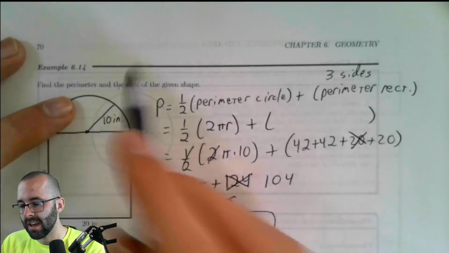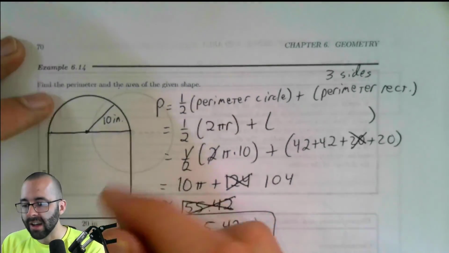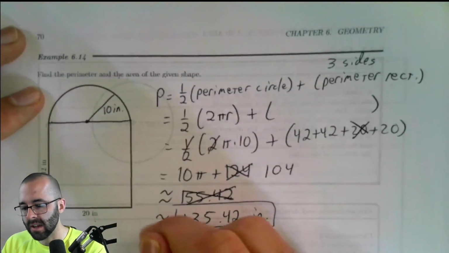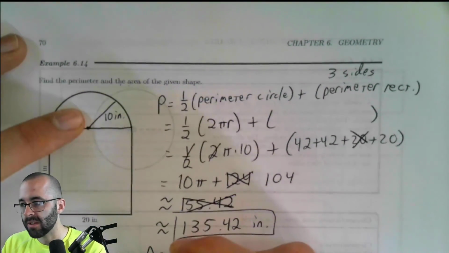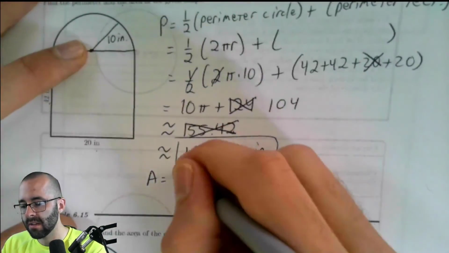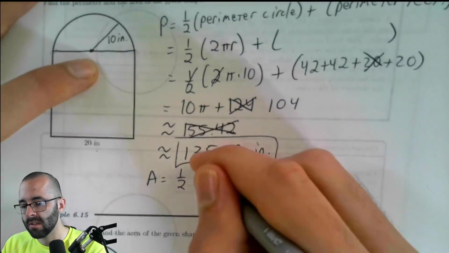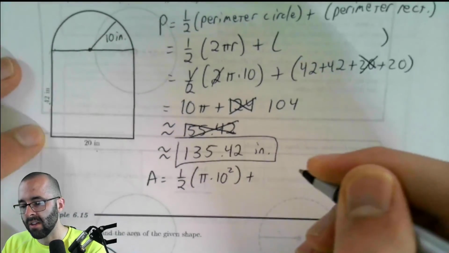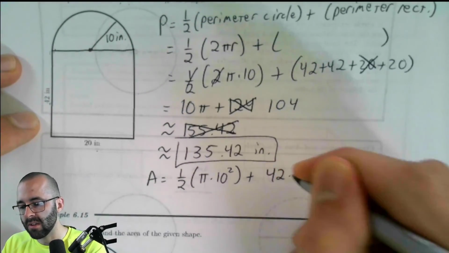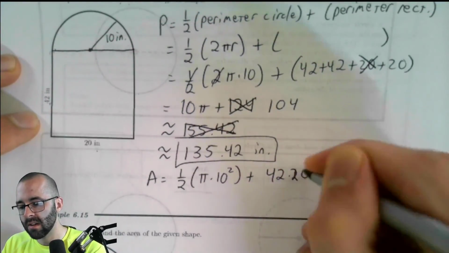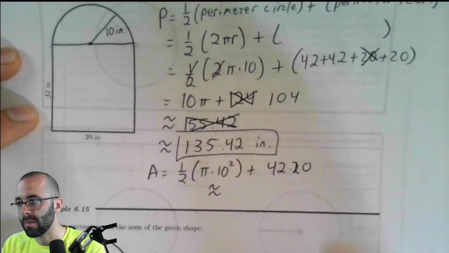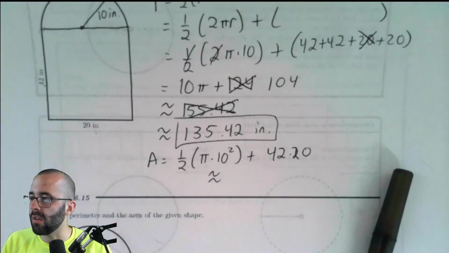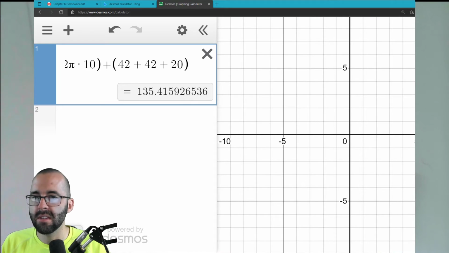Last off, area. The area will be the area of the semicircle plus the area of the rectangle. Okay, so area of the semicircle is going to be 1/2 the area of the circle, which is pi times the radius squared, and the area of the rectangle is going to be 42 times 20. Type this into a calculator and you should get your area. So if we go over to our calculator and type this in, let's see what we get.